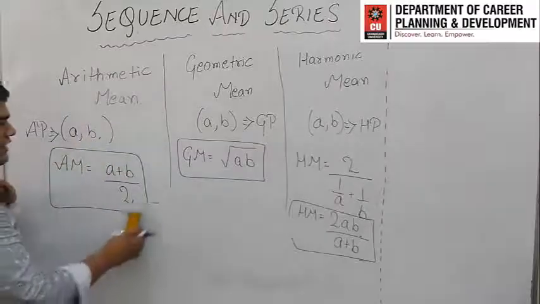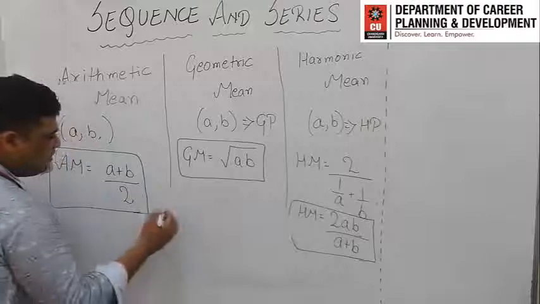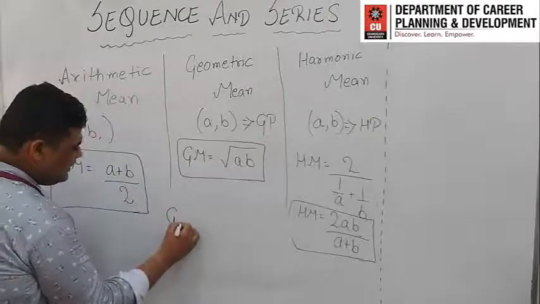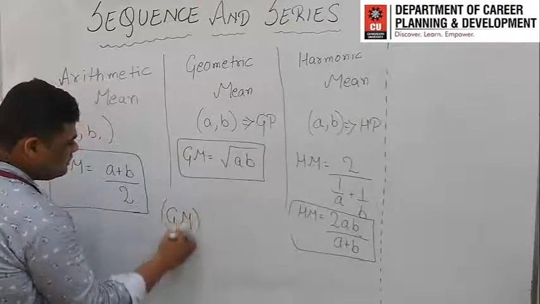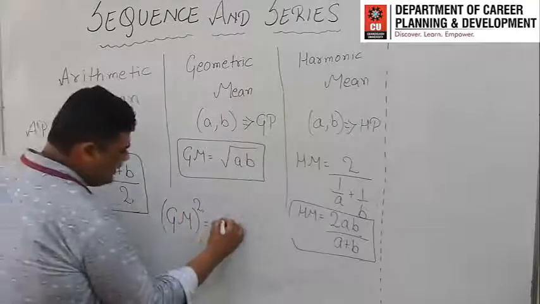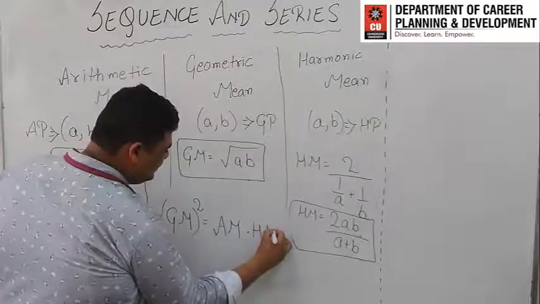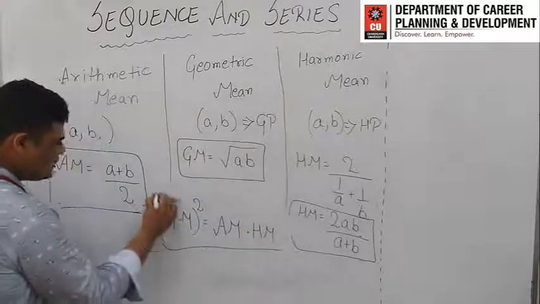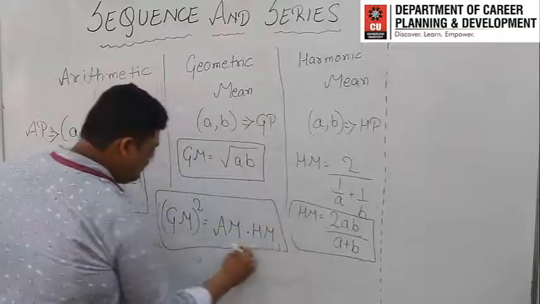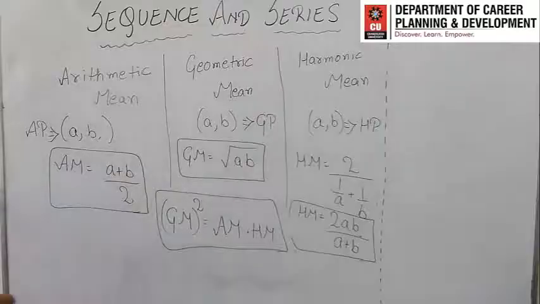Now let us see what is the relation between all these three. The relation between these three is that geometric mean squared will be equal to arithmetic mean multiplied by harmonic mean. This is a very important relation in our sequence and series, in which geometric mean squared equals arithmetic mean multiplied by harmonic mean.